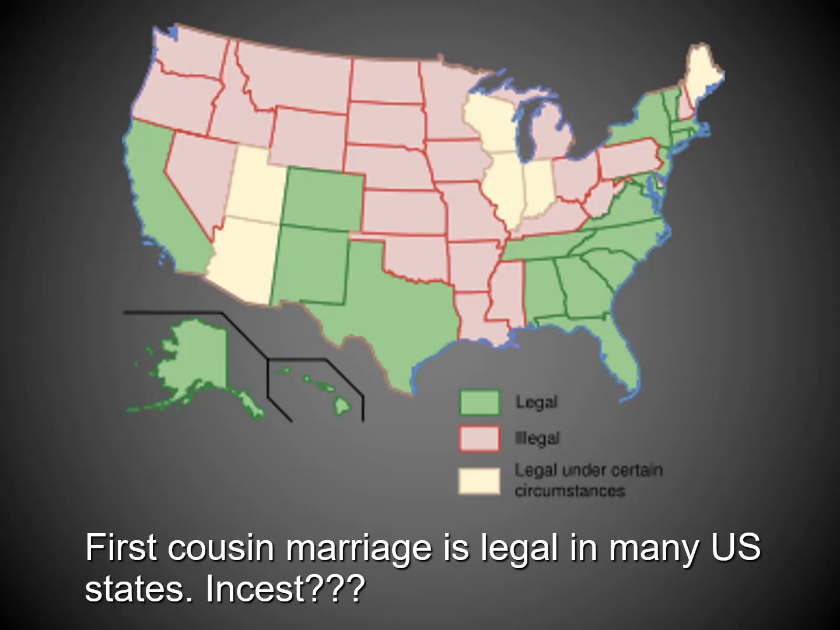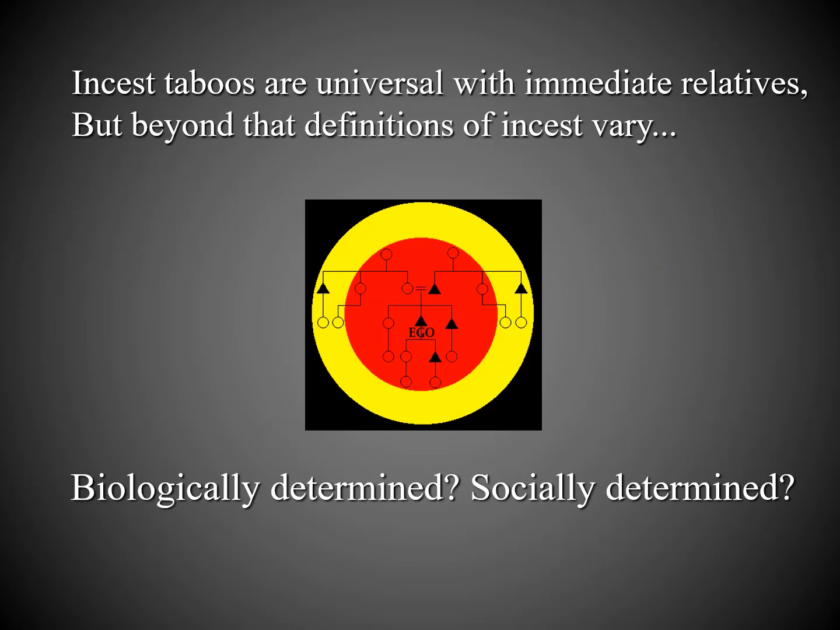Likewise, the Yanomami, they marry their cross cousins, and that is not considered incest by them either because they don't consider their cross cousins family, even though the biological relationship is the same as it would be, say, here. And so how it's defined and recognized varies because the way people recognize family varies. So incest taboos are essentially universal with immediate relatives, but beyond that, the definitions vary.